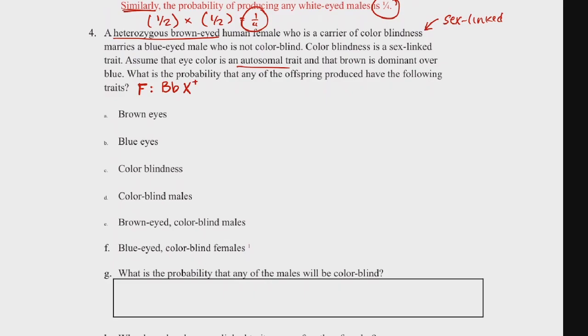In this case, we're going to put a plus for normal, and then just CB for a carrier of color blindness. And then the male that is crossed with has blue eyes. We're going to put little b, and this male is not colorblind. So the probability that, we're just going to write down the probabilities for each one of these by doing separate crosses.